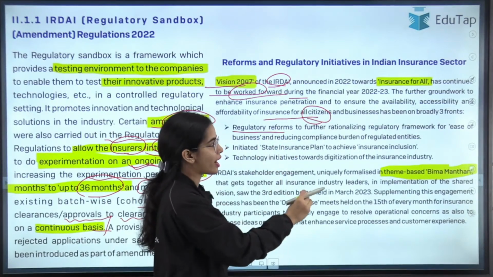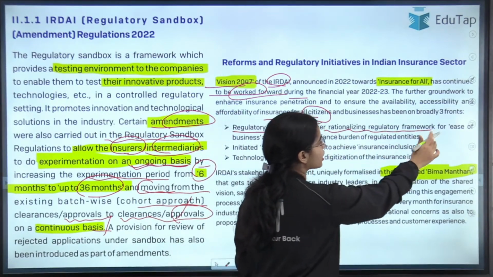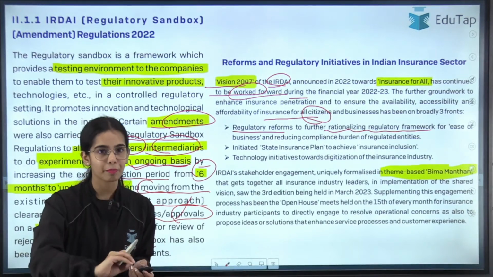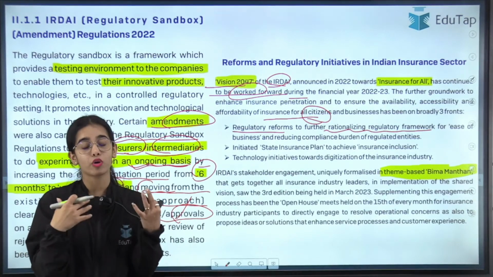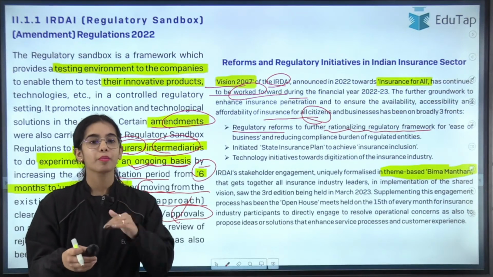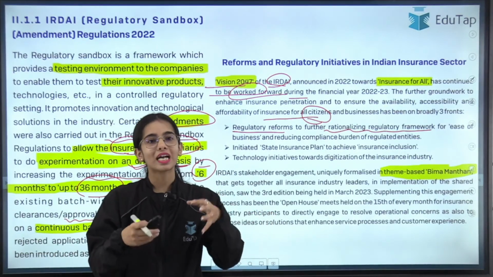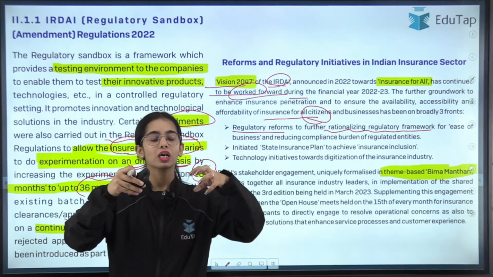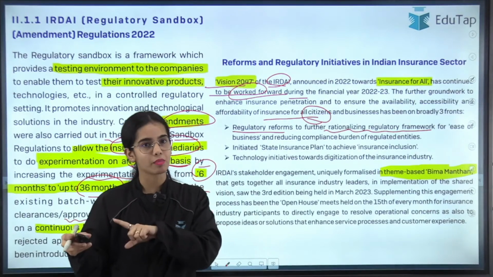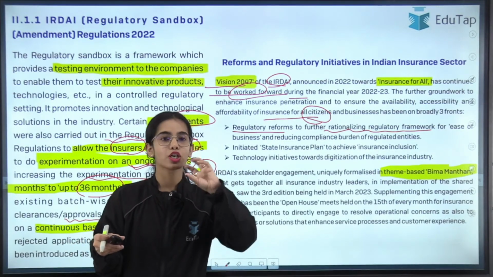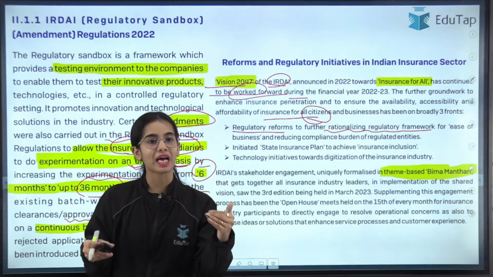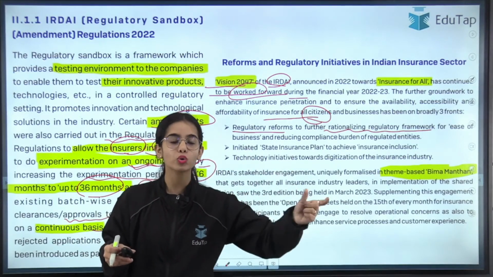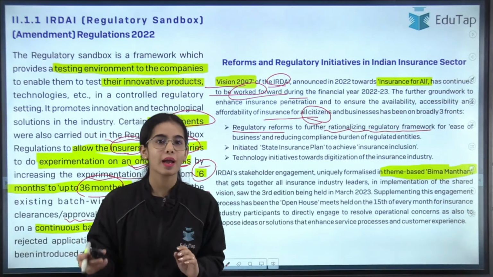Regulatory reforms are required to rationalize the regulatory framework for ease of doing business, for reducing the compliances for the intermediaries and the companies, so that they can follow the regulatory compliances in an easier manner and also promote the insurance segment in the country, so that new insurance companies can also enter the market. So regulatory compliances should be there, but they have to be rationalized and decreased, so that insurance companies can follow them more easily.